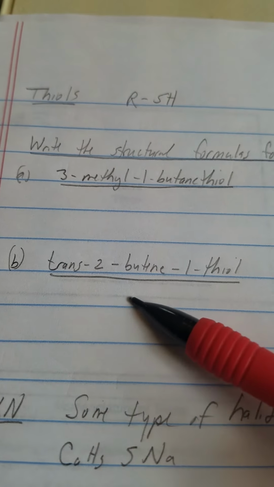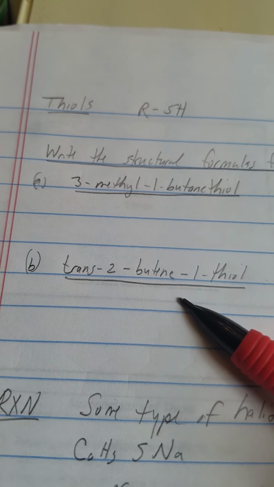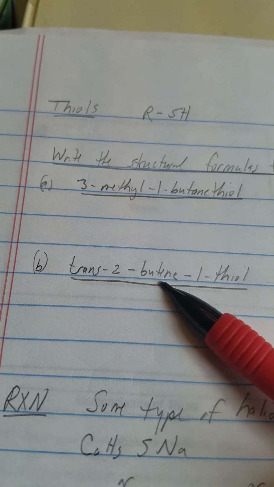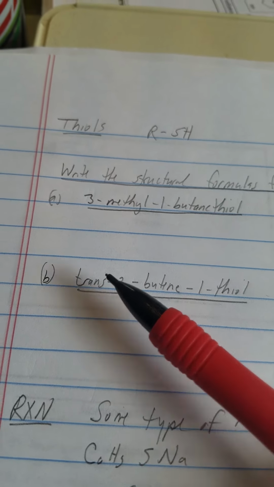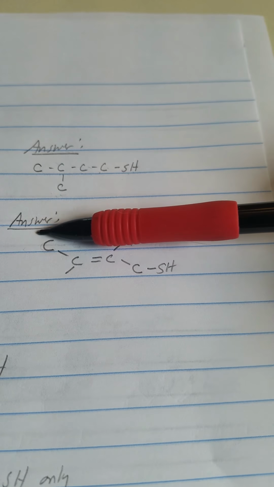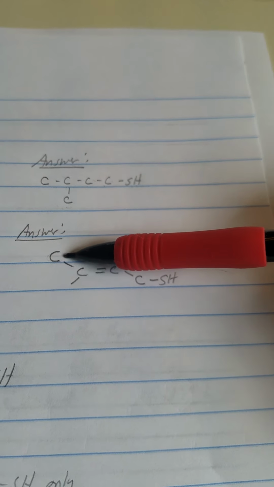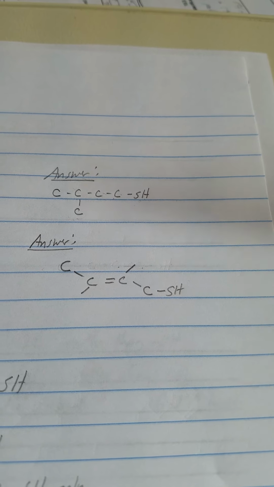If I have a trans 2-butene 1-thiol, my SH group is going to be on my first carbon. I'll have a double bond on my second carbon, between my second and third carbon, and then I have to show that it's in a trans conformation. So my trans would show this way, so 1 carbon up, 1 carbon down, or high to low, low to high. And then, of course, this will be off of the first carbon.